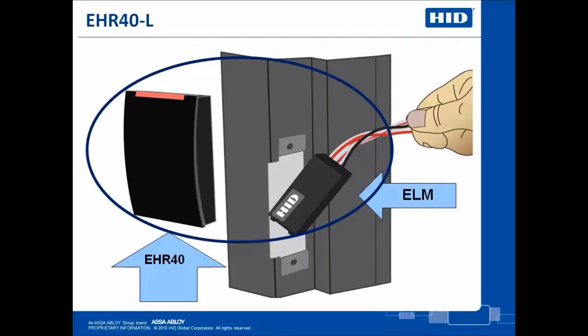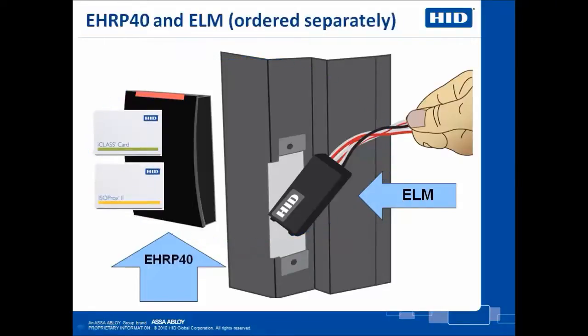EHR40-L. This solution provides all of the hardware necessary for an access control door that does not require a door switch or REX device and will only be reading high-frequency credentials such as iCLASS. If low-frequency credentials such as HID proximity are anticipated, the EHRP40 would need to be installed, which is capable of reading both high and low frequency credentials. Note that the EHRP40 and ELM are not bundled. If you require both items, you will need to order them separately.